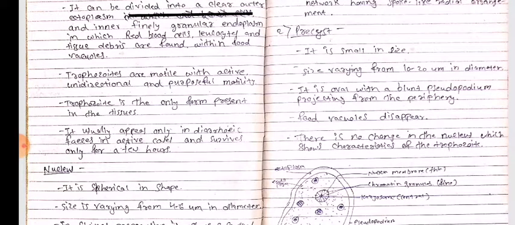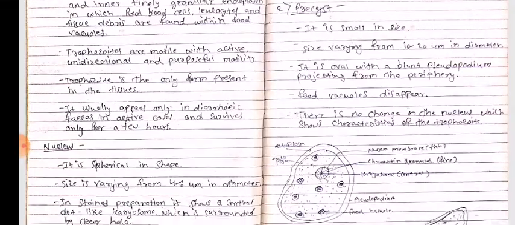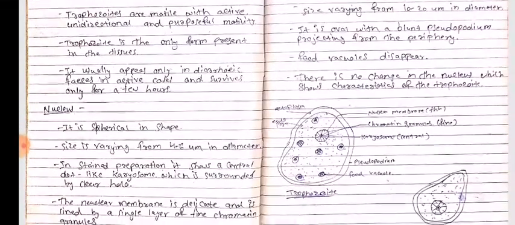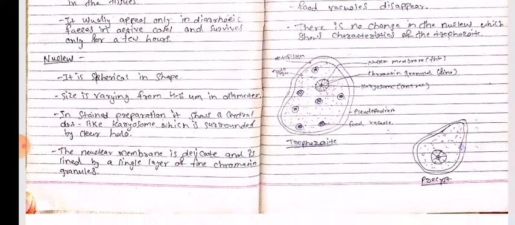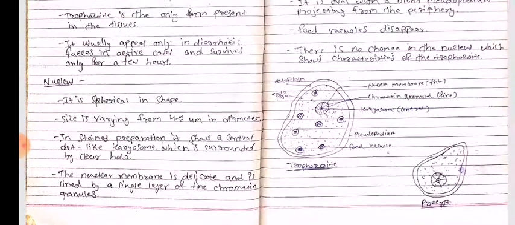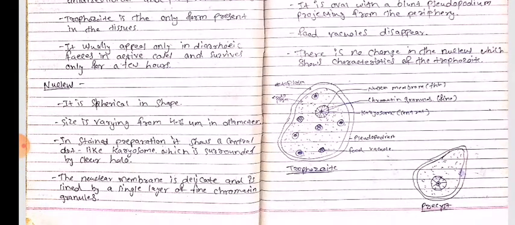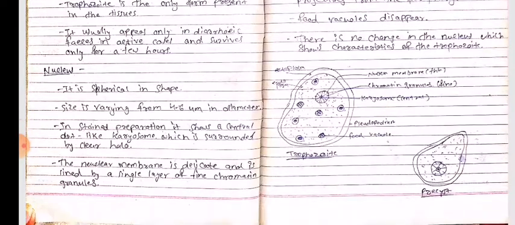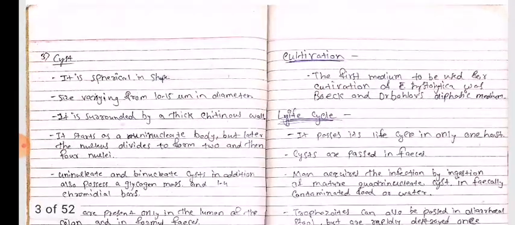Precyst. It is small in size, varying from 10 to 20 micrometers in diameter. It is oval with a blunt pseudopodium projecting from the periphery. Food vacuoles disappear. There is no change in the nucleus, which shows characteristics of trophozoites. So this is a diagram, right? So we have to make this trophozoite and a precyst, wherein in trophozoites we have the ectoplasm, the endoplasm, nuclear membrane, thin chromatin granules, karyosome, pseudopodium, and the food vacuoles, and the precyst.